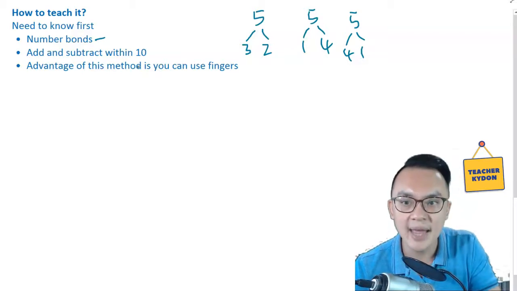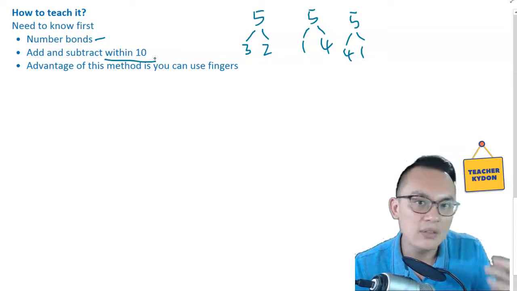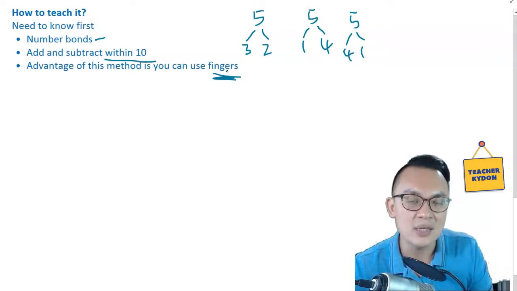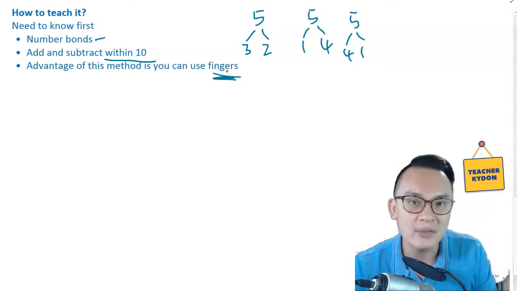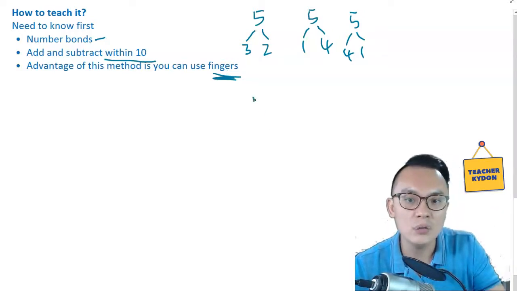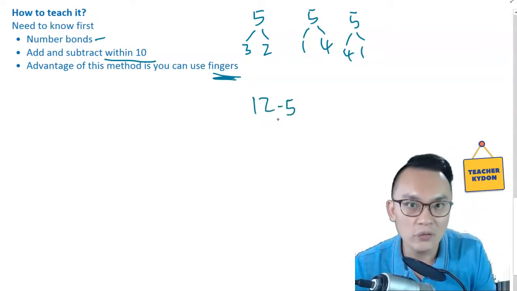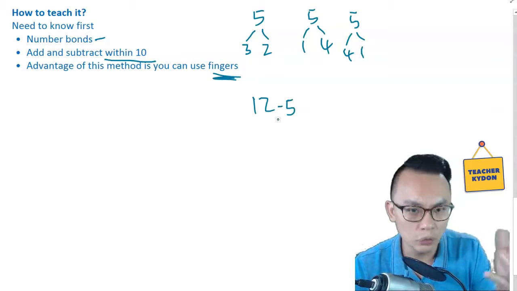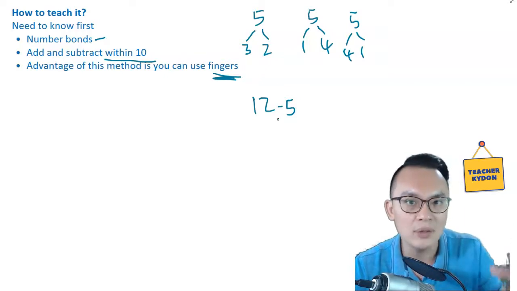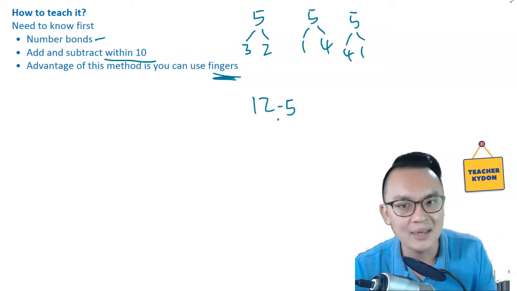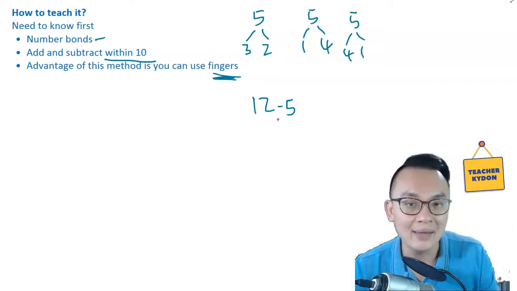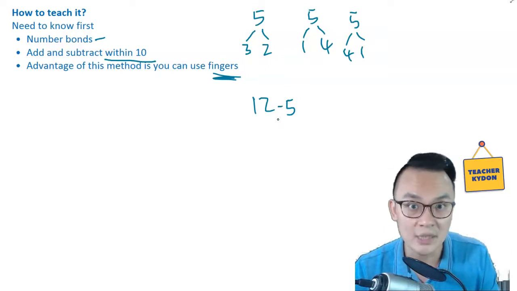The other thing is they must be able to add and subtract within 10 comfortably. They don't have to be super fast. They can actually use their fingers. I have seen people using their fingers. The advantage of using number bonds is that you break everything down to within 10, so you can use your fingers. Otherwise, if I do a question like 12 minus 5, you don't have 12 fingers, so it's difficult to do. But if you use the number bonds method, everything will be broken down within 10, then you can start to use your fingers and count. That's another advantage I noticed with this subtracting to 10 first method that the schools are teaching.